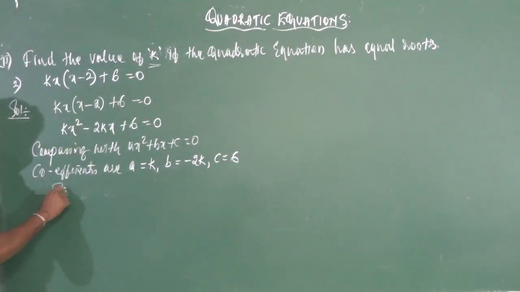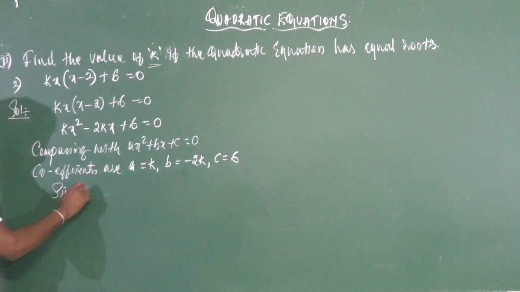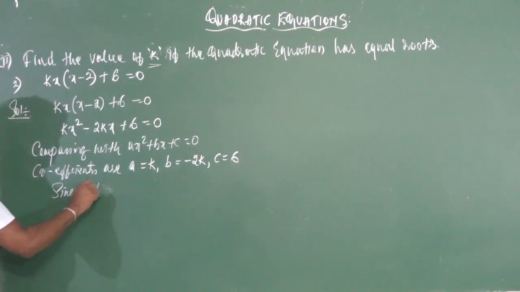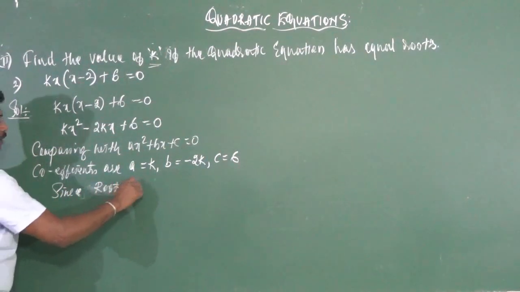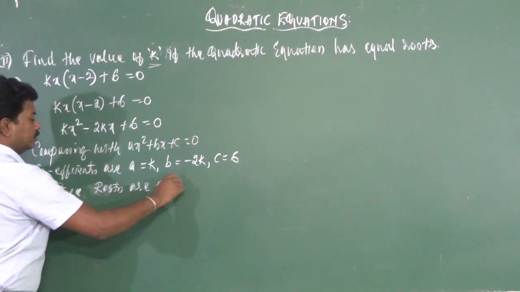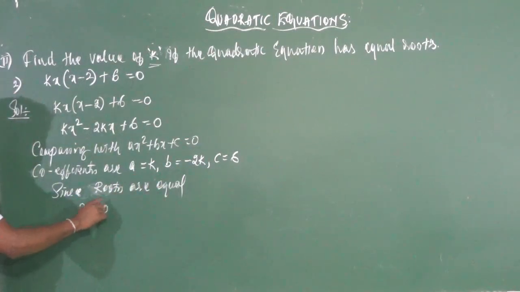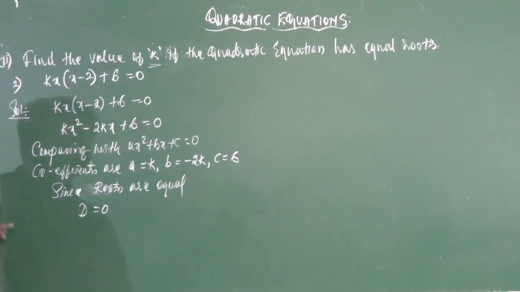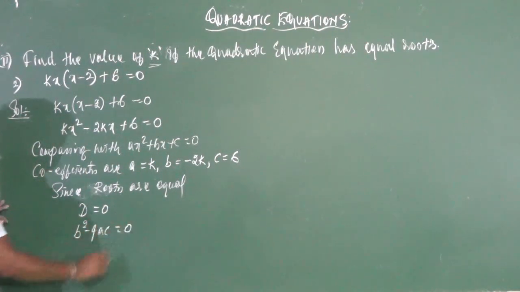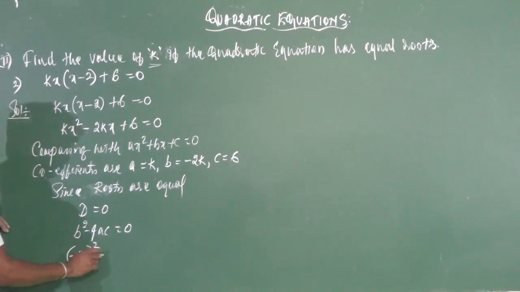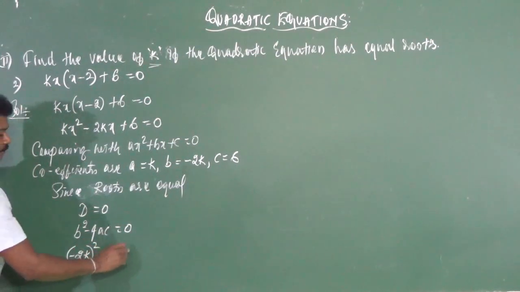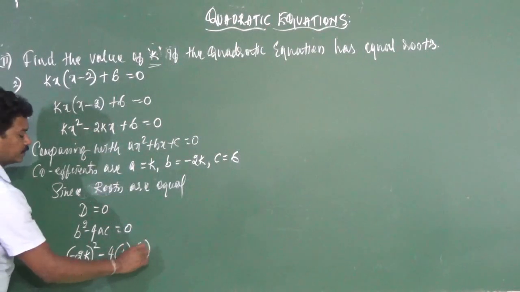Since the roots are equal, because he has given the condition, d is equal to 0. So what can I write instead of d? b square minus 4ac is equal to 0. Now b square, b value minus 2k whole square, minus 4 into a value k into c value 6, is equal to 0.